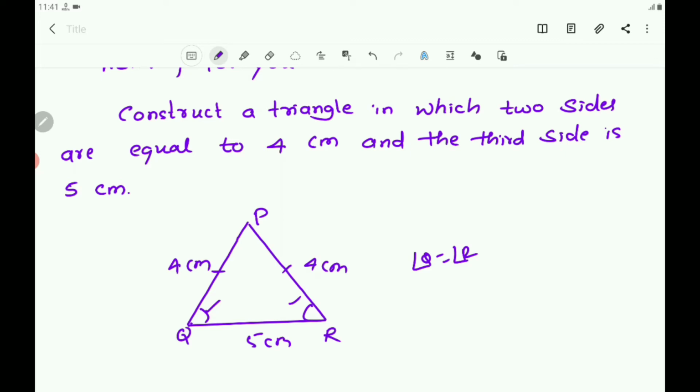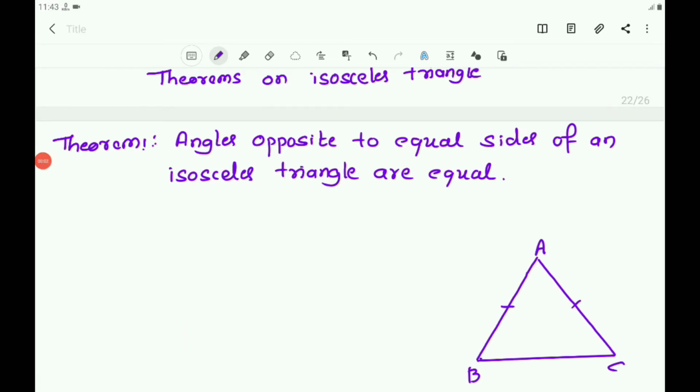The angles opposite to the equal sides are equal. This is a very important result and is indeed true for any isosceles triangle. It can be proved by taking it as the statement of a theorem. Now let us consider this statement as a theorem on isosceles triangle. So this is considered the first theorem on the isosceles triangle.